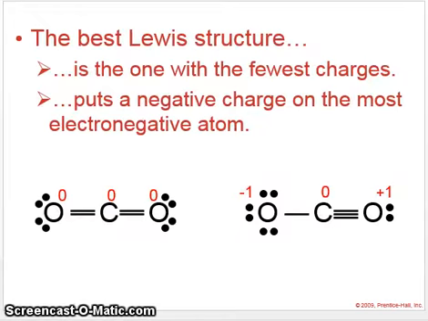But the rule for formal charge is that the best structure is the one with the fewest formal charges, and the one that puts the negative formal charge on the most electronegative atom. So in this case, this structure has all zeros for the formal charge, so it is more stable versus having a -1 or a +1.